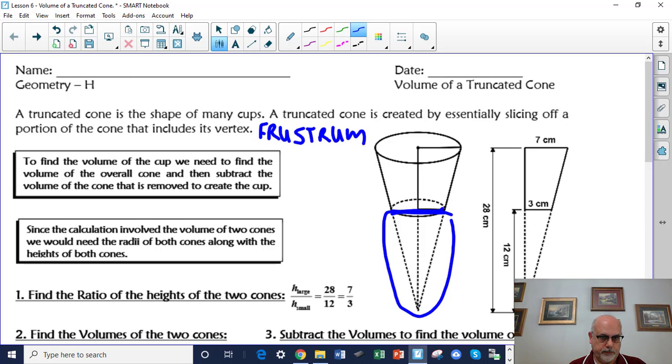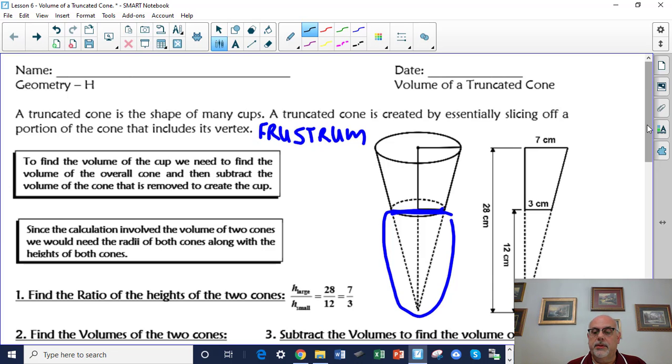It's a frustrum. So this really falls under the category of a composite figure, some of the things that we were doing the previous days, because you have to figure out the volume of the whole cone, then figure out the volume of the piece you're cutting off. That'll give you the volume of what's left, okay? Now, the cones are all proportional, and that's important because we've already done ratios and proportions.